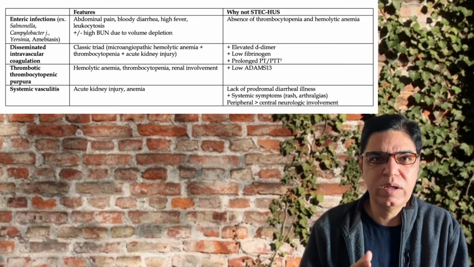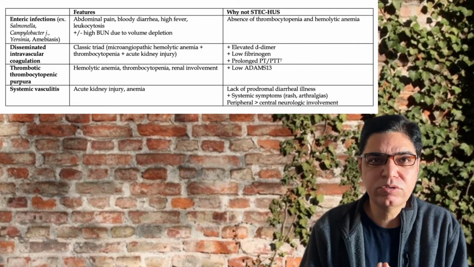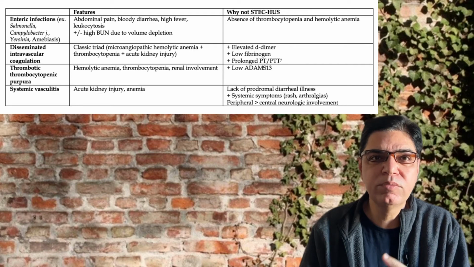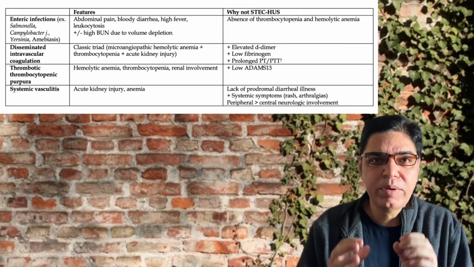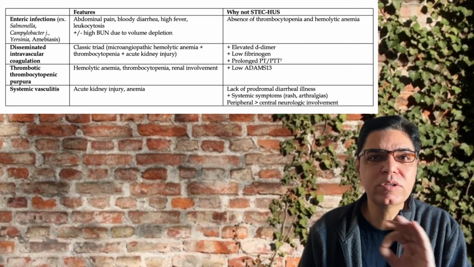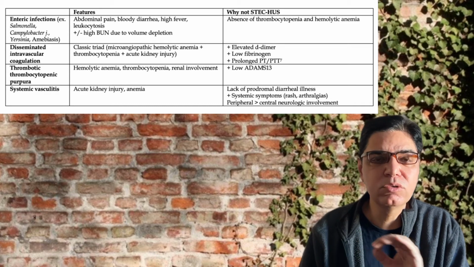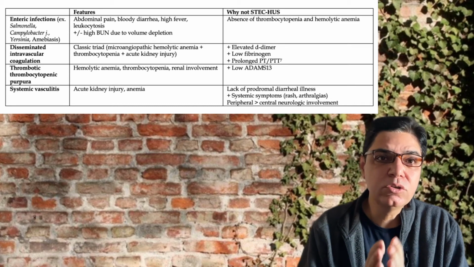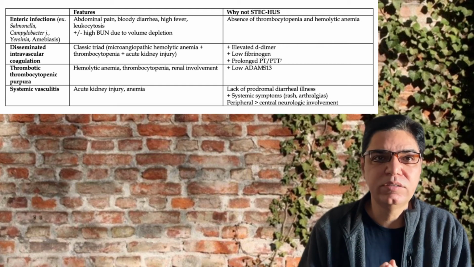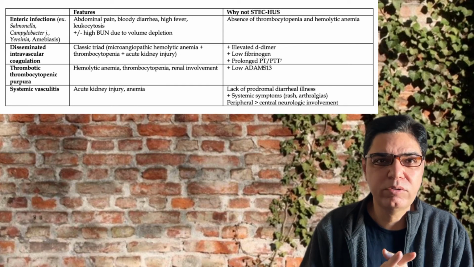So they also have abdominal pain, bloody diarrhea, and high fever to begin with. They might even have high blood urea nitrogen because of volume depletion, because they've been vomiting and having diarrhea. But remember, how do you differentially diagnose it from hemolytic uremic syndrome? If you do blood work, there will be no thrombocytopenia and no hemolysis. There will be no hemolytic anemia and no thrombocytopenia in these particular cases, though they do present with GI symptomatology.